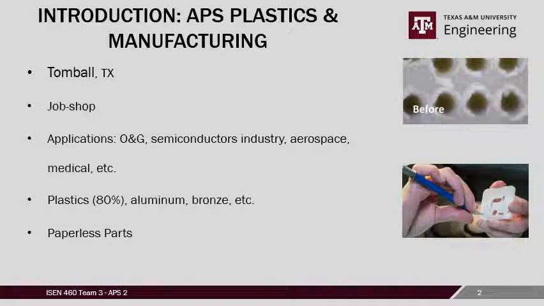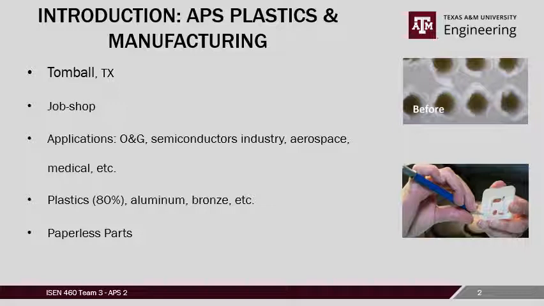Before we get into the details of our project, I would like to give you a little bit more info on our sponsor. So APS Plastics and Manufacturing is a machining job shop in Tomball, Texas. They serve mainly the oil and gas industry. However, they have smaller clients in semiconductors, in aerospace, and even in medical sectors. 80% of their products are made of plastics. However, they do take orders that are made of metals like aluminum and bronze.